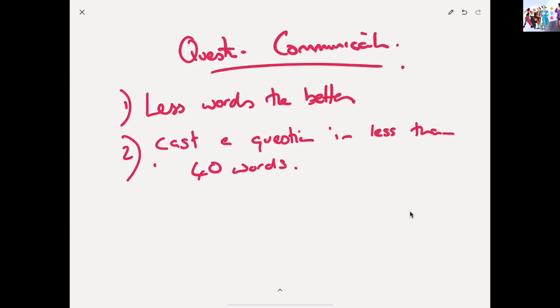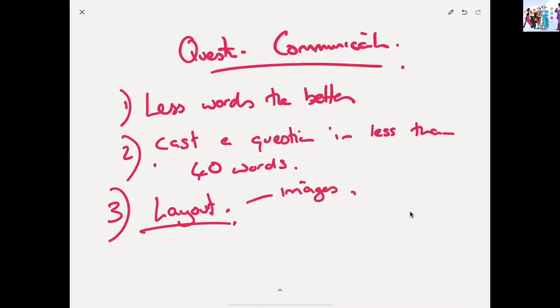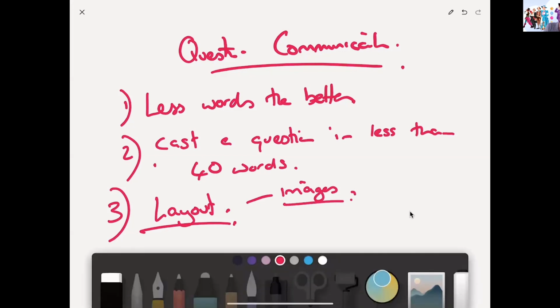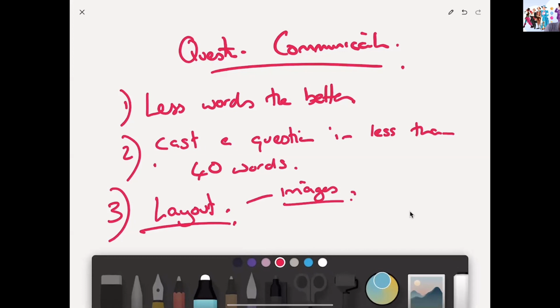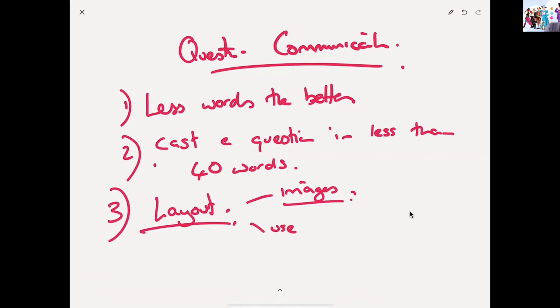So here's number 3. Layout. And I'll show you some examples about this in a second. But it's not just filling the space with words. It's also thinking about images. That's important. Actually, often, especially with boys. But images themselves tell a story. And the second is your use of white space.